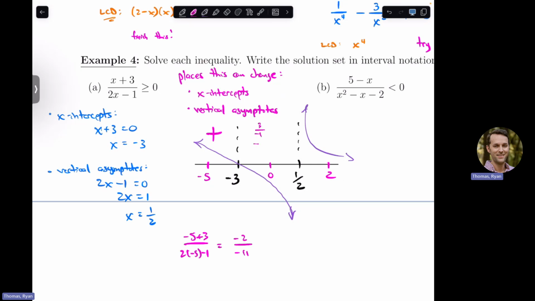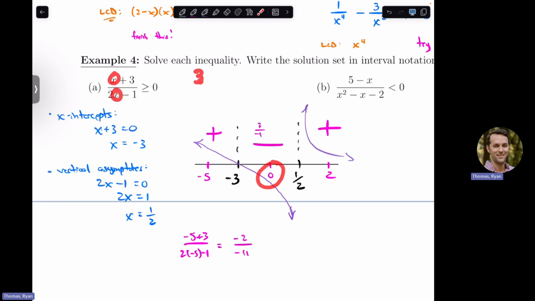over a negative. So overall, that's negative. At 2, 5 over 3 is positive. That's all we're looking for. Yeah, right. Like if I plug this in, I get 3 over -1. Overall, that's a negative number, right? That's what I mean by positive and negative. And the question was, where is this greater than or equal to 0?